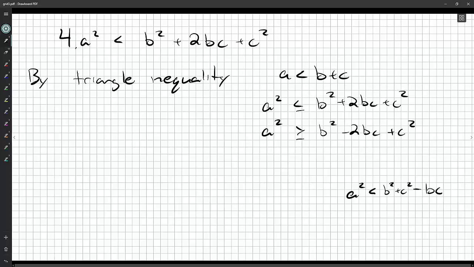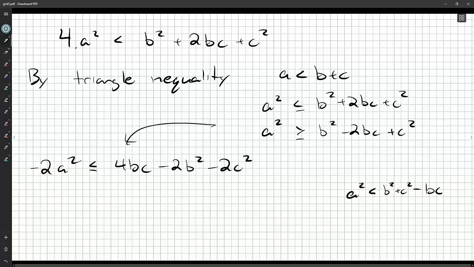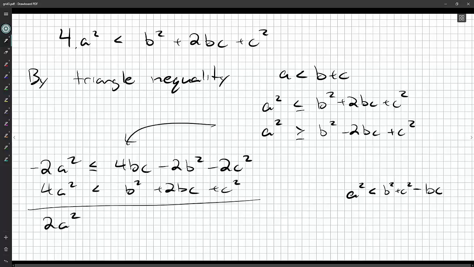What if we did minus 2? So this turns into minus 2a squared is less than or equal to 4bc minus 2b squared minus 2c squared. Add that to my 4a squared is less than b squared plus 2bc plus c squared. And I'll be left with 2a squared less than 6bc minus b squared minus c squared.